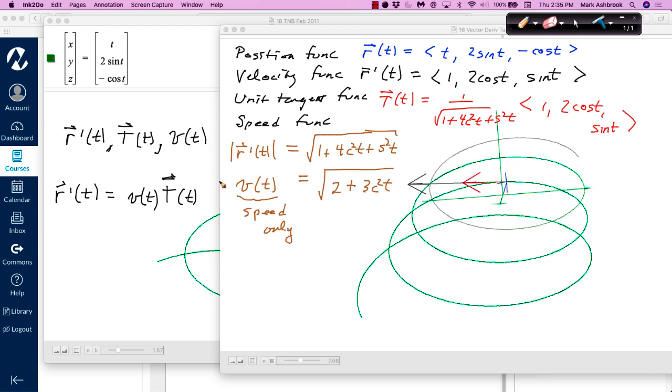Okay, any questions? So this is similar to what I was going to do for number 10 for the quiz. And if you still want to do number 10, you can still do number 10. Any questions on that? Okay, so at the end of class last time, we talked about two more vectors besides the unit tangent. Do you remember that? Let's review that.